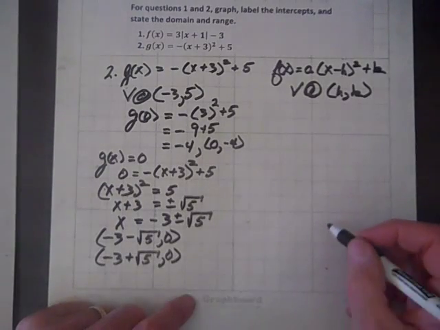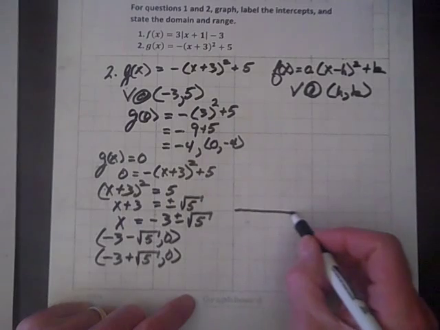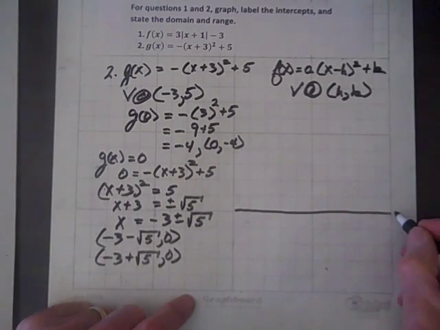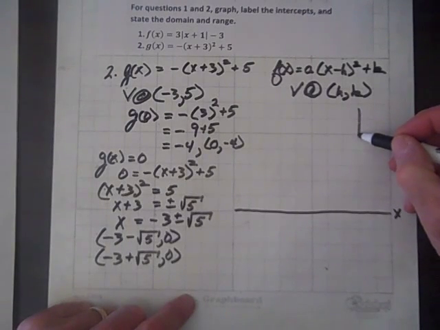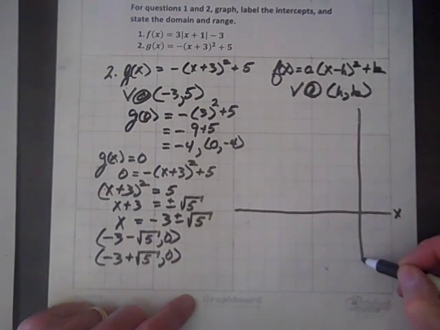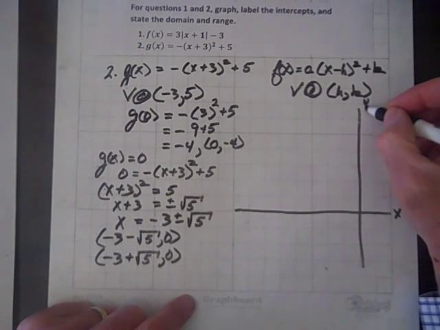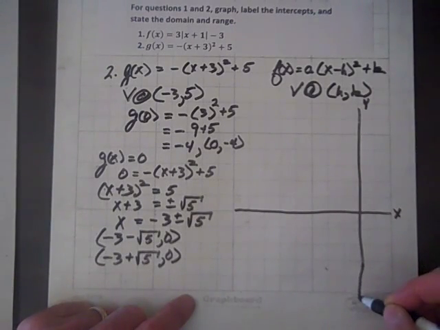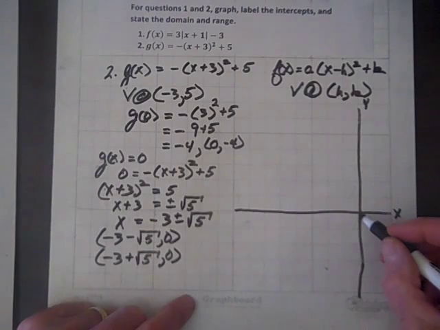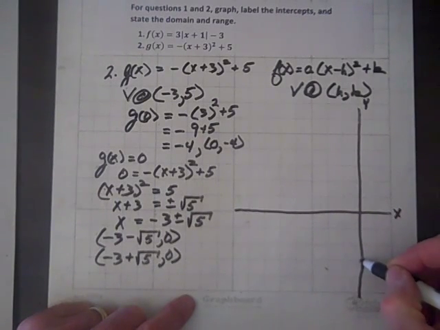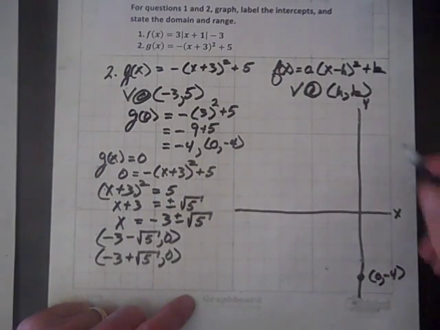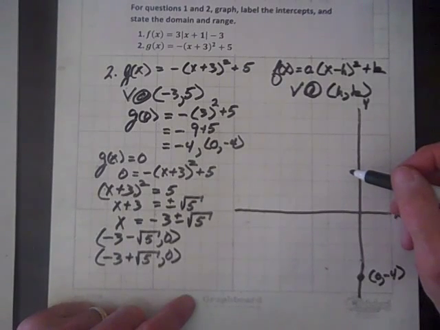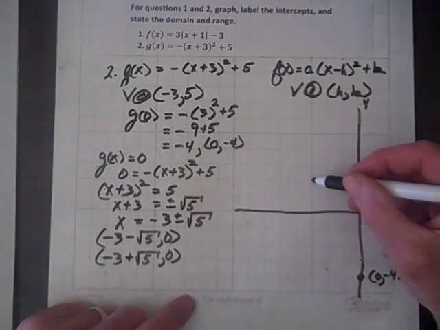Now we're ready to graph. So here's our x-axis and our y-axis, and while we're at it, we'll graph that y-intercept. That's at (0, negative 4), and the vertex occurs at (negative 3, 5).